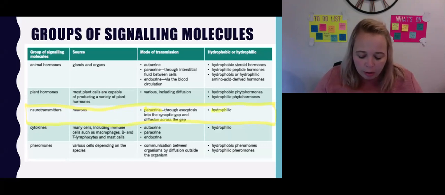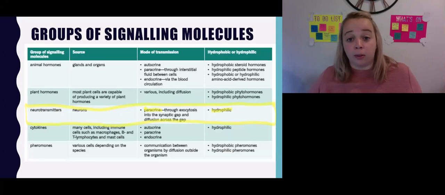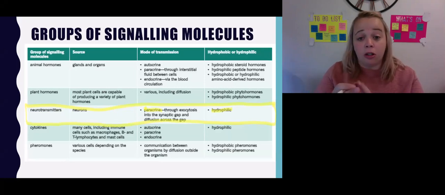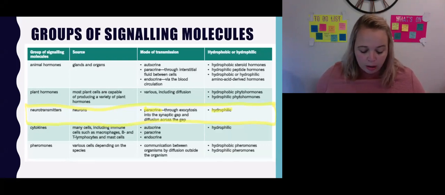And also they're all hydrophilic. Yeah, and that'll come back into play. Hopefully it'll make more sense once we go through the way that different signaling molecules act, depending on whether or not they're hydrophilic or hydrophobic. So let's have a look at what neurotransmitters are.